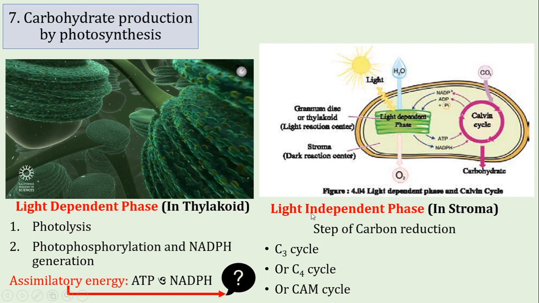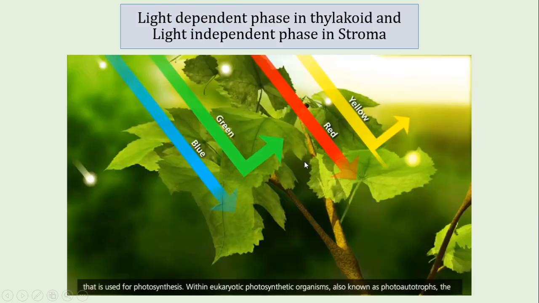We have also talked about the light independent phase that takes place in the stroma, and in the stroma carbon reduction takes place. This carbon reduction takes place by the C3 cycle in most of the plants, but some plants follow the C4 cycle, and again some plants follow the CAM cycle for carbon reduction to produce glucose. Now we will see a video, the same content in the form of an animation.